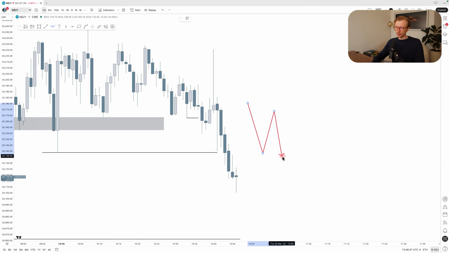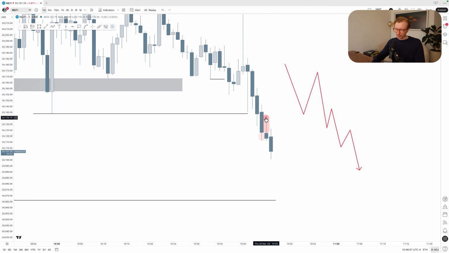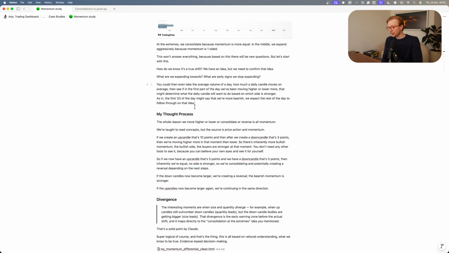Can you see that right there? We create long wicks at the top right there. We continue lower. And these are retracements, right? These are retracements on the second time frame. What is happening right there? This right here is a retracement, right? To continue lower again. My thought process right here.